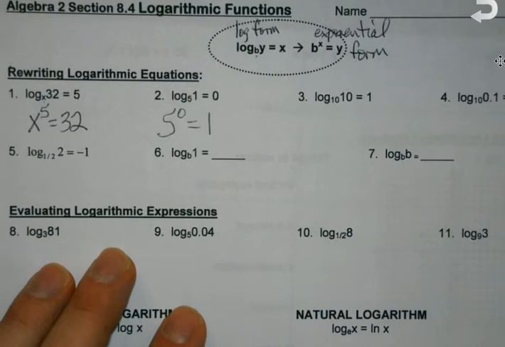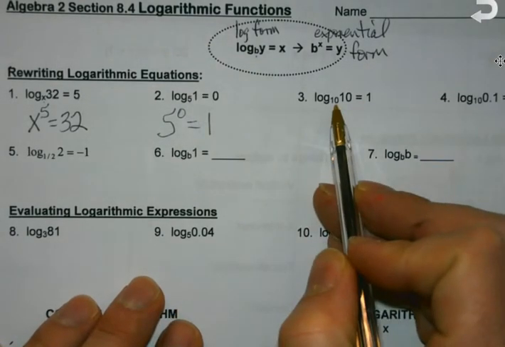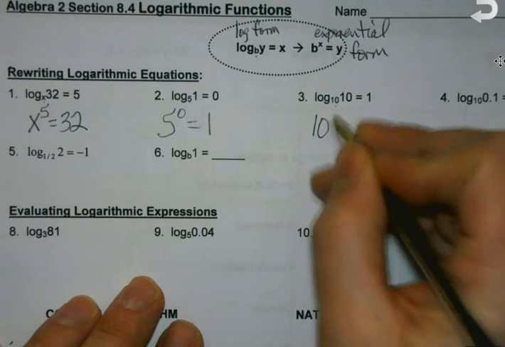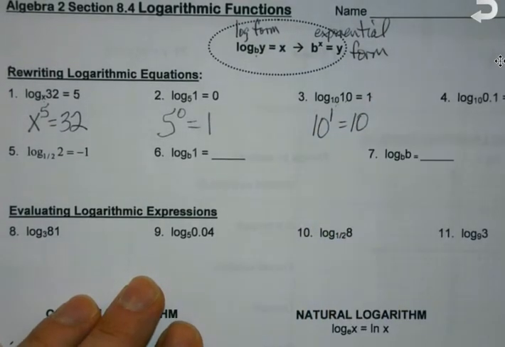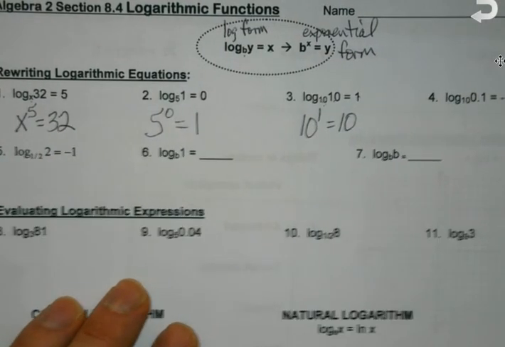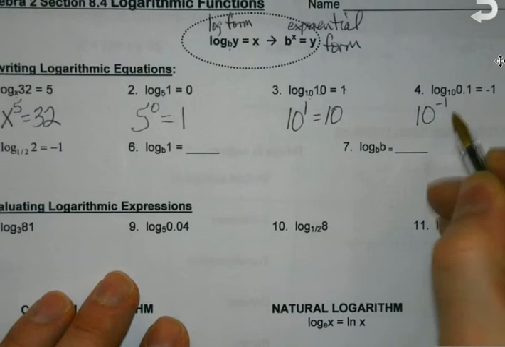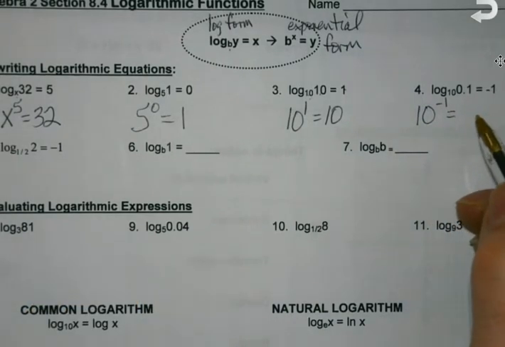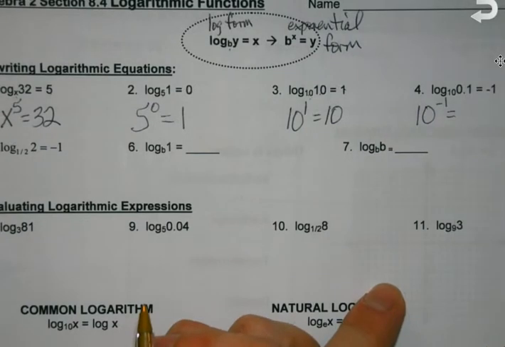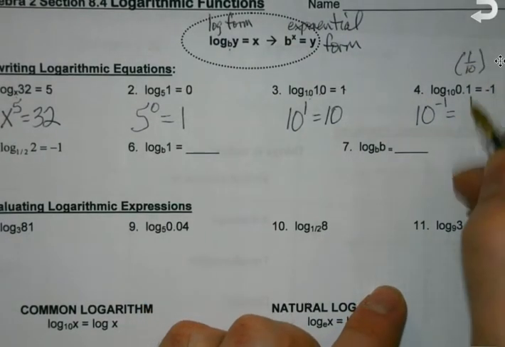So when I come over to here, what's this one going to look like? 10 to the first power equals 10. That's true. Then the last one may seem a little odd. You're like, 10 to the negative first equals 0.1. What? What's 0.1 as a fraction? 1/10. So that makes sense.